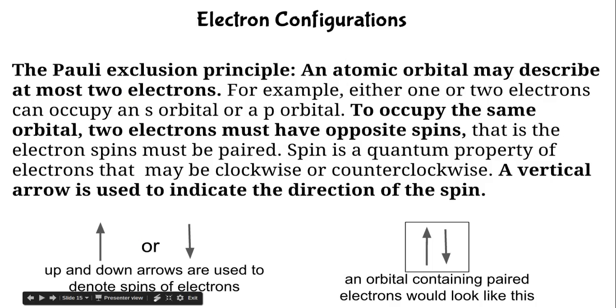The next rule that electrons have to follow is the Pauli exclusion principle. It says that an atomic orbital may describe at most 2 electrons.